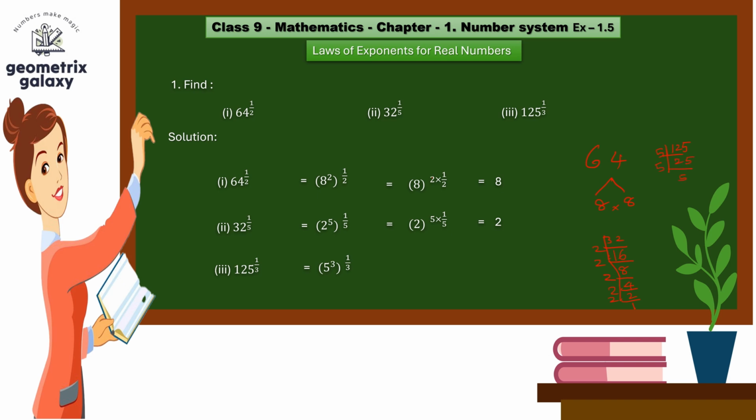Now it is power of power. So I can write this as 5 to the power 3 into 1 by 3. Now 3 and 3 will get cancelled. 5 power 1, which is equal to 5.